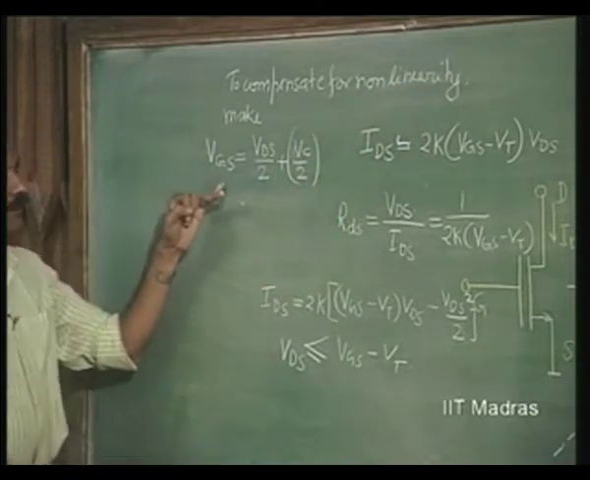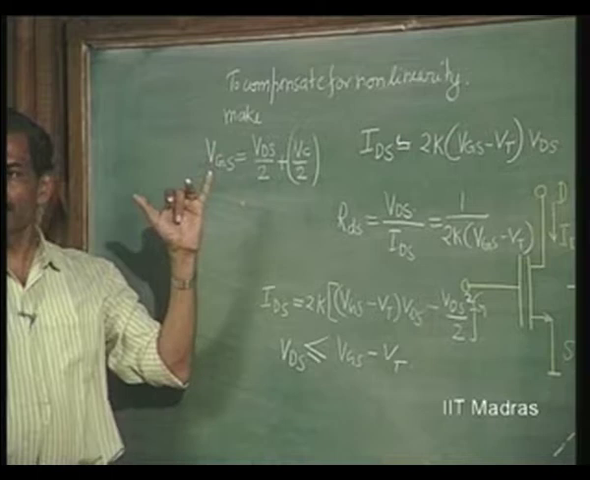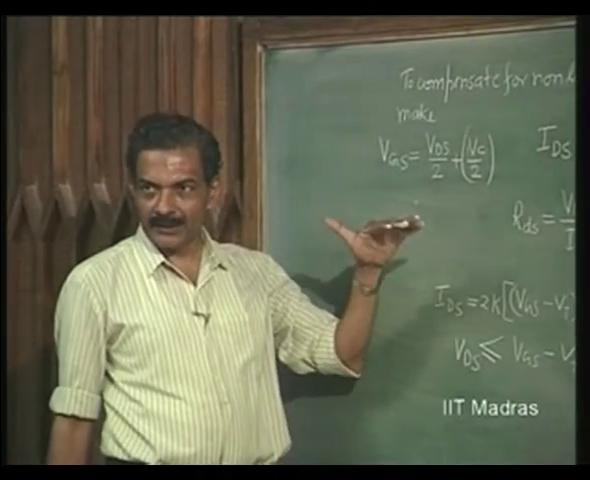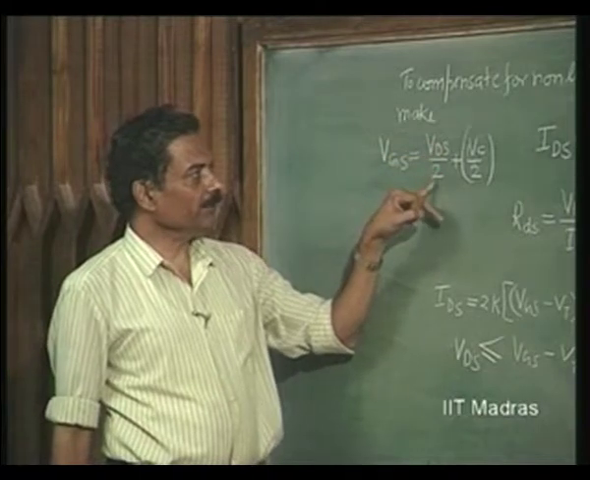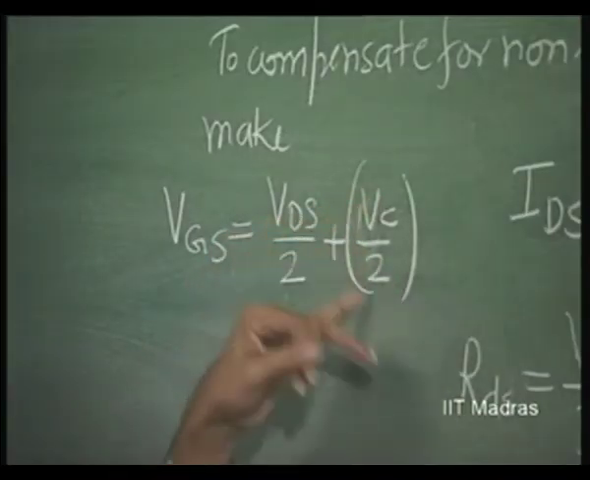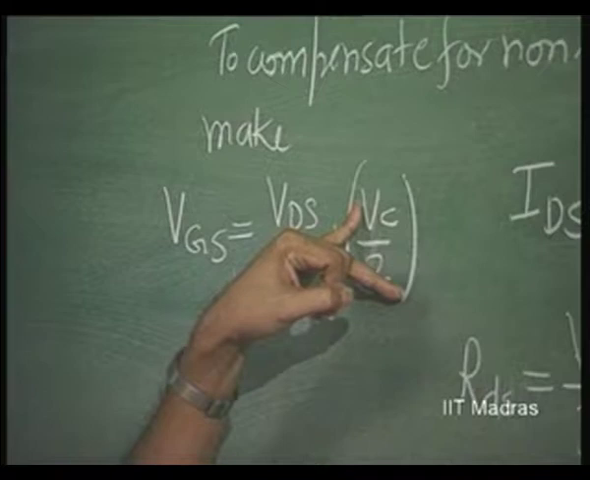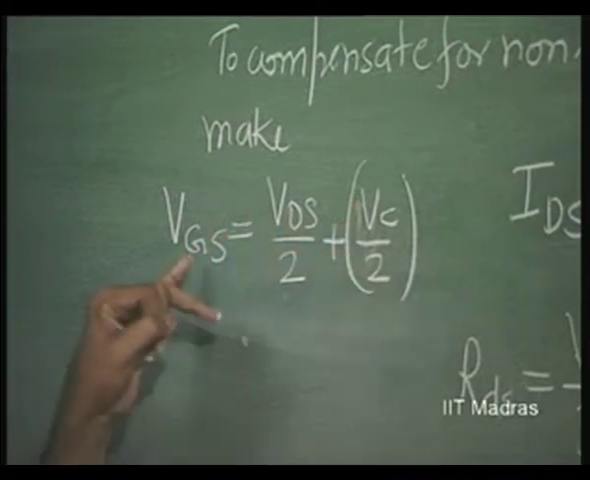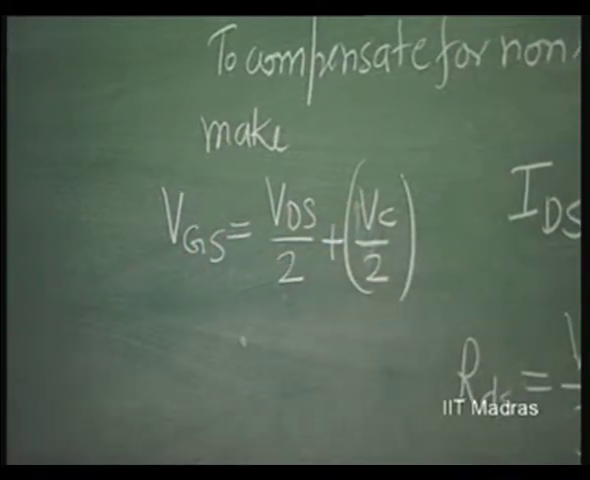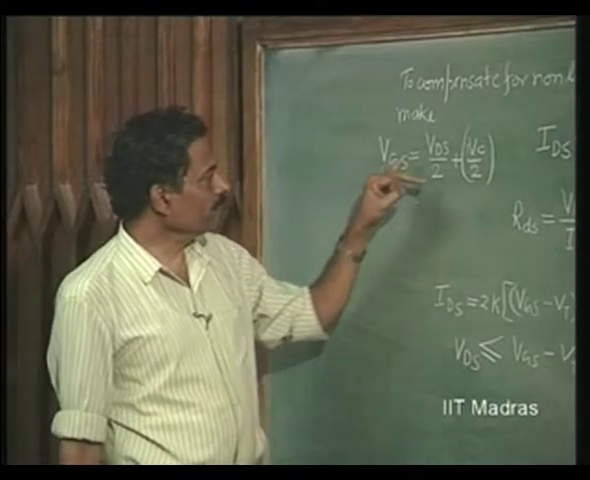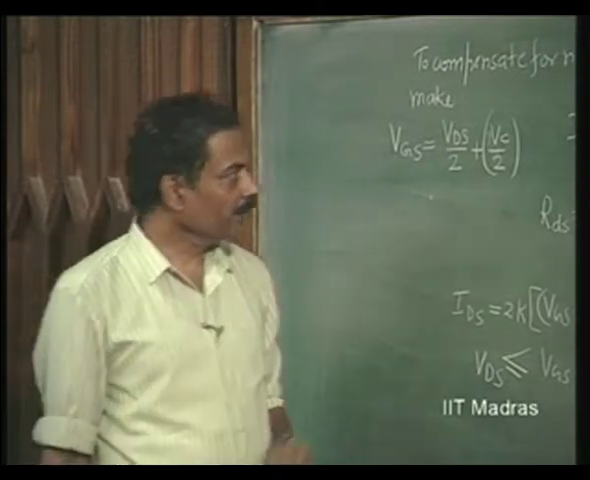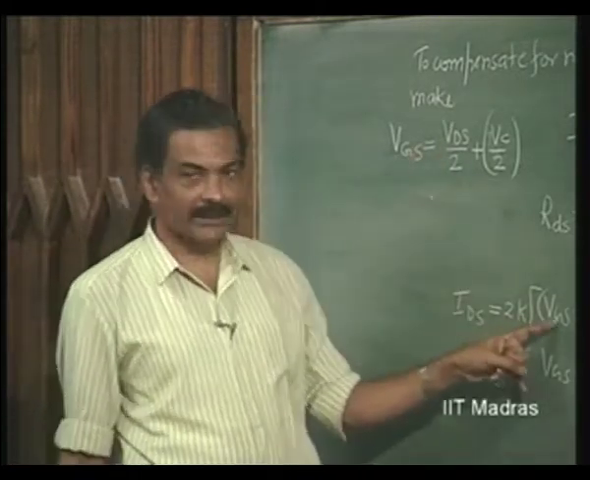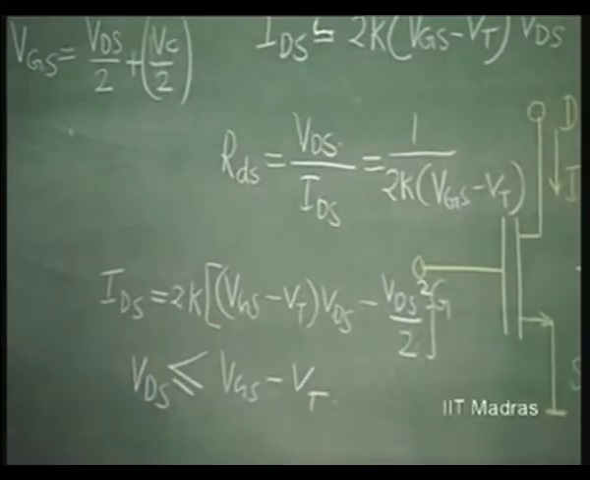Make VGS equal to VDS by 2 plus VC by 2. VC is the control voltage. Normally VGS is made equal to VC, right. Now instead you make VGS equal to VDS by 2 plus VC by 2. Then what happens? Substitute VGS here. So what do you get?